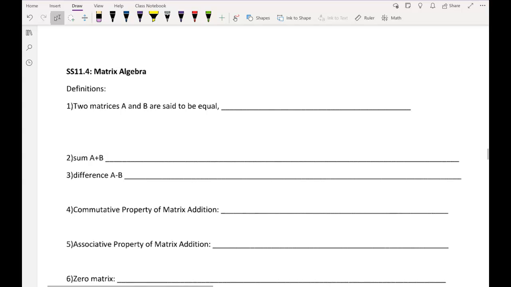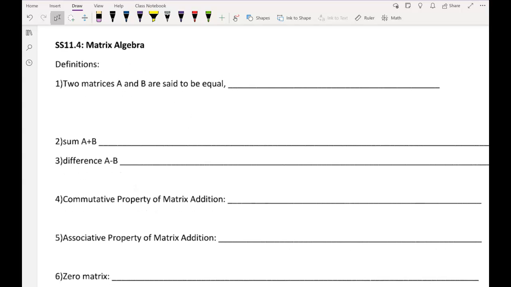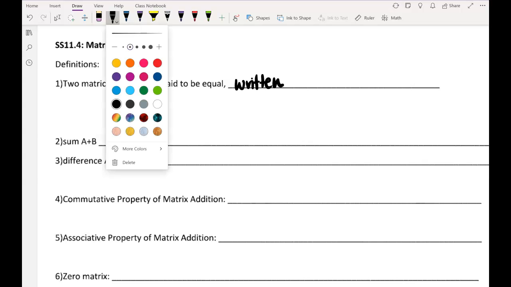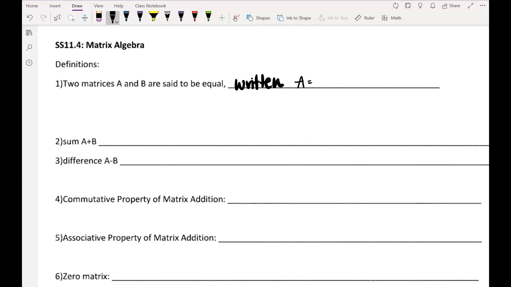All right. Two matrices A and B are said to be equal, written A equals B, provided that A and B, capital means matrix, have the same number of rows and columns.